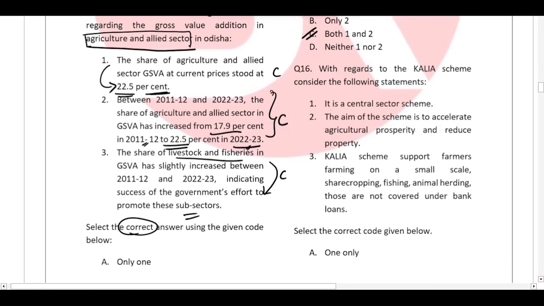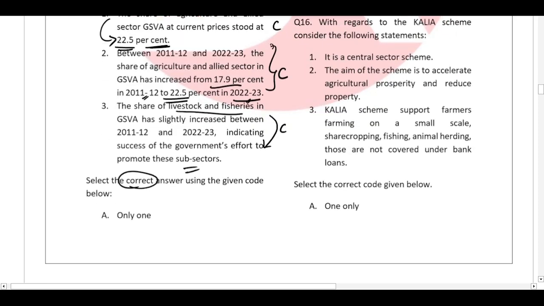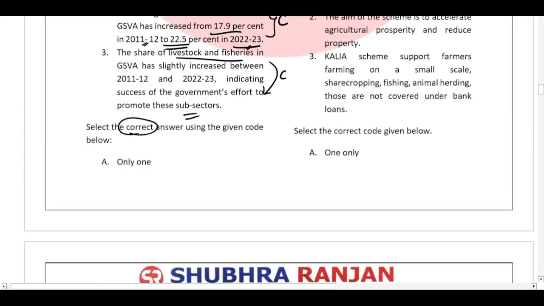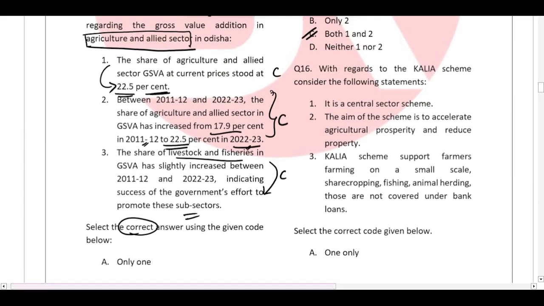With regards to the Kalia scheme, consider the following statements. It's a central sector scheme. Its aim is to accelerate agriculture prosperity and reduce poverty. Kalia scheme supports the farmers farming on a small scale, sharecropping, fishing, animal herding, and those who are not covered under bank loans. Select the correct code for the given below. Okay. Now let us look at this Kalia scheme.